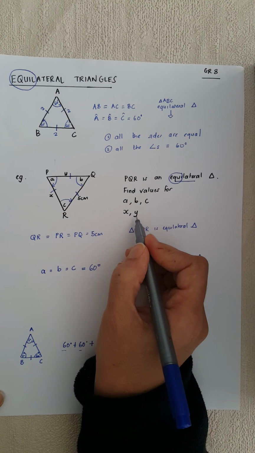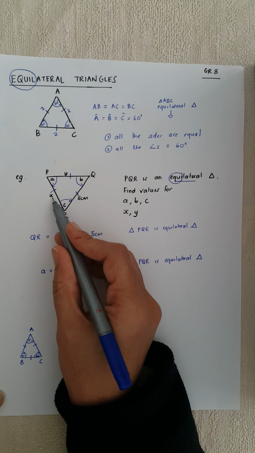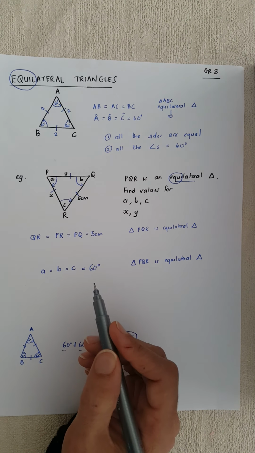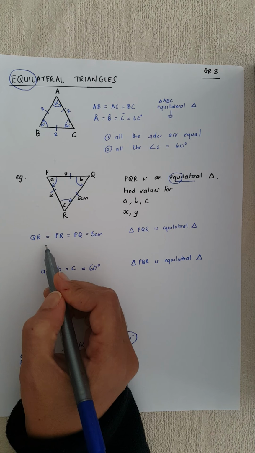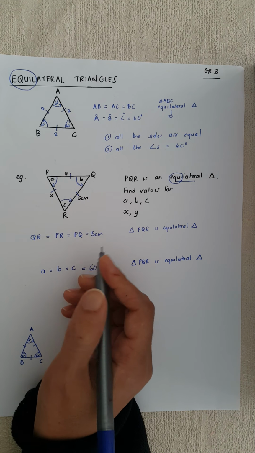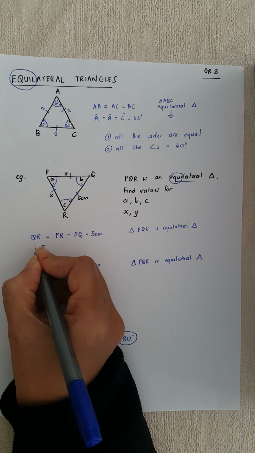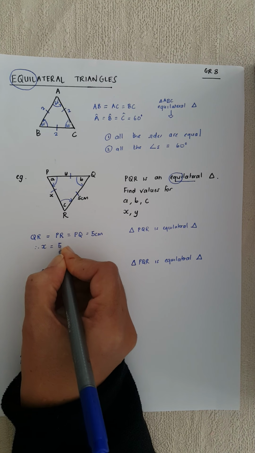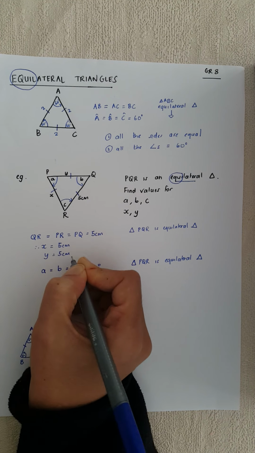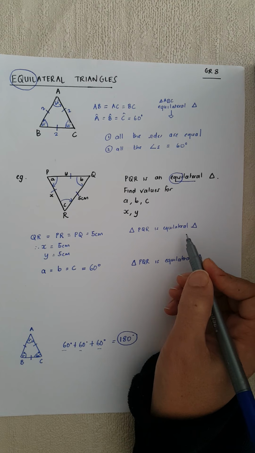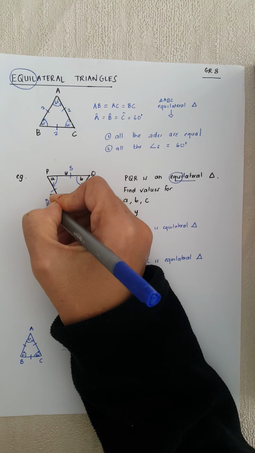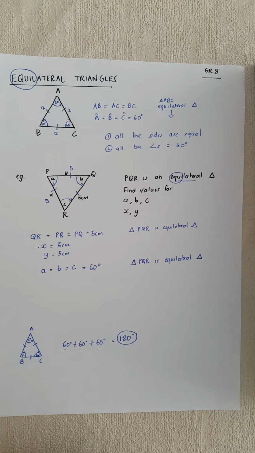Then it says find values for x and y. So x is this line here, PR, and y is PQ. So I've written it here. QR is equal to PR is equal to PQ. They all are equal to 5 centimeters. Therefore, x is equal to 5 centimeters and y is equal to 5 centimeters. So I'm proving it because it's an equilateral triangle. This is 5, that is 5, that is 60, that is 60, that is 60.